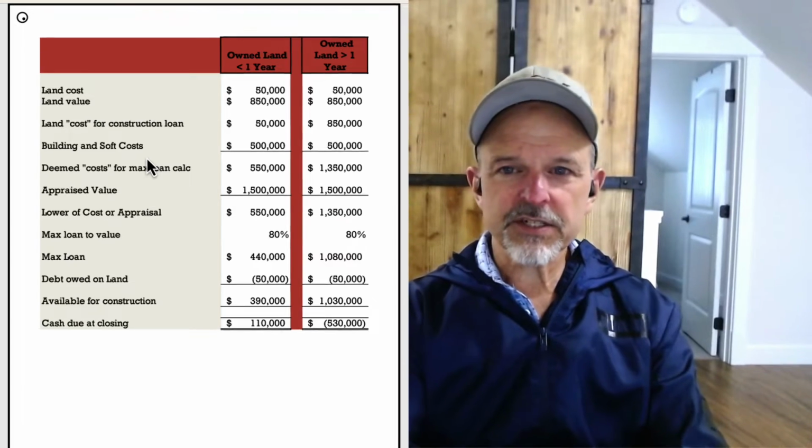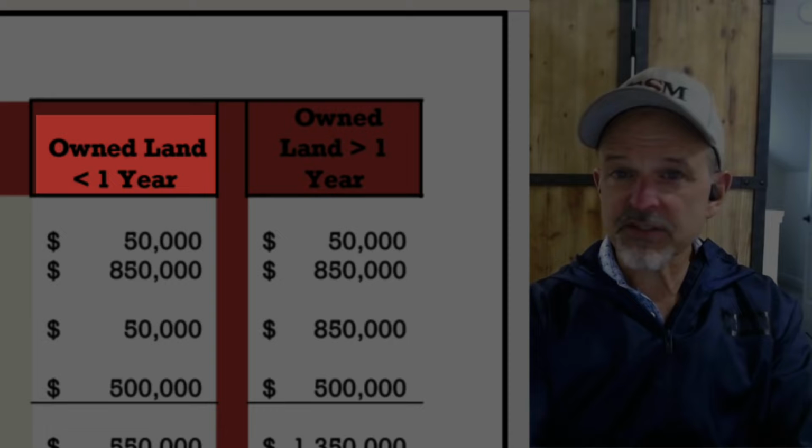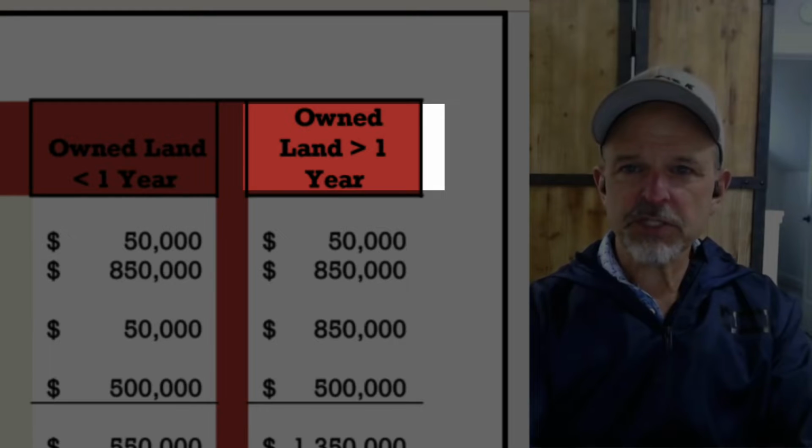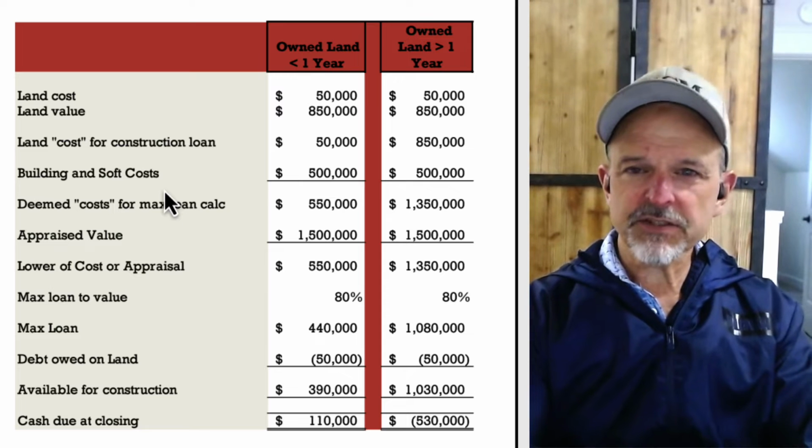In one column here, we show where you've owned the land for a year or less than a year. And in the second, we show where you've owned it for more than a year. And we're going to illustrate the differences here.